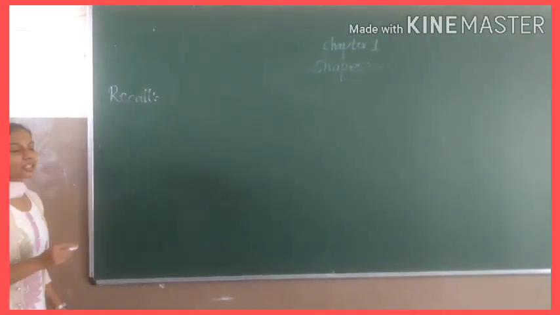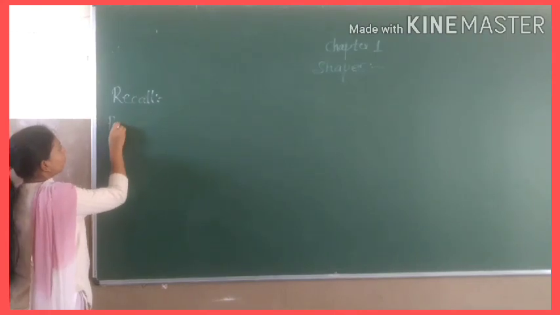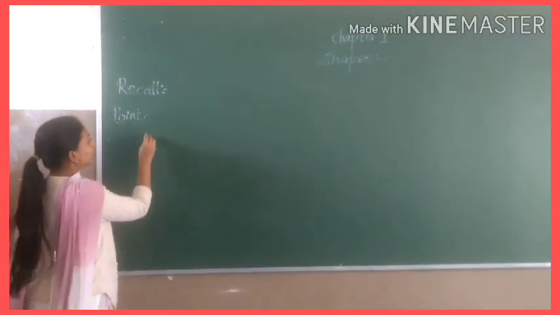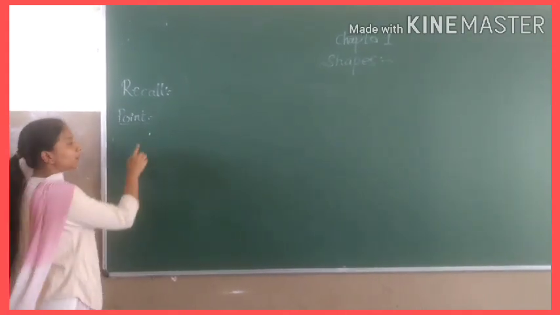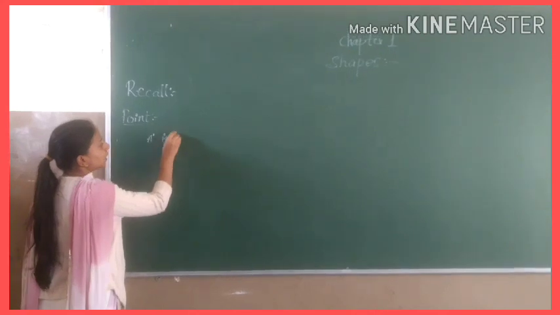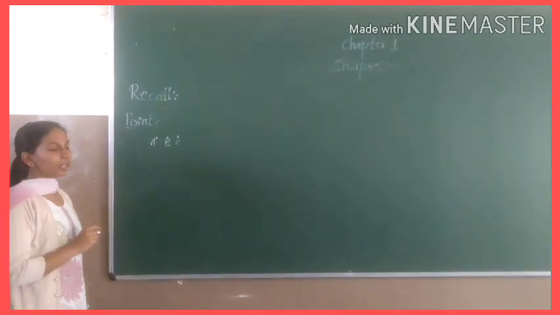So what is a point? Point, it is the exact location in a space. We can denote it by a capital letter A, B, C. Like that we can denote it.